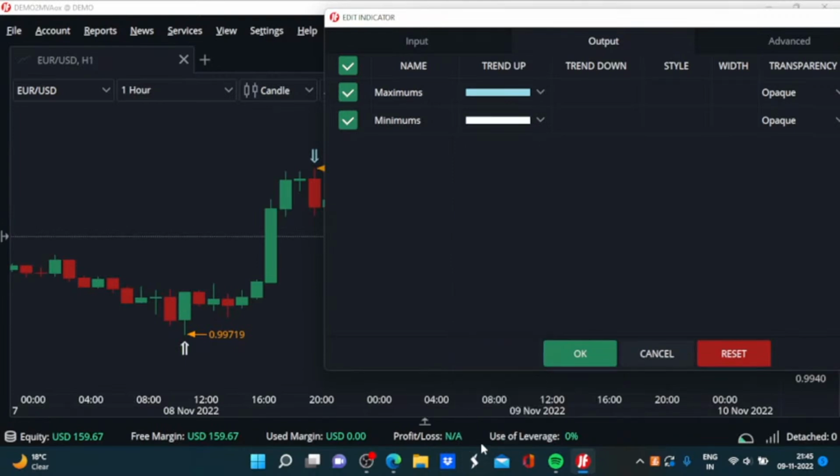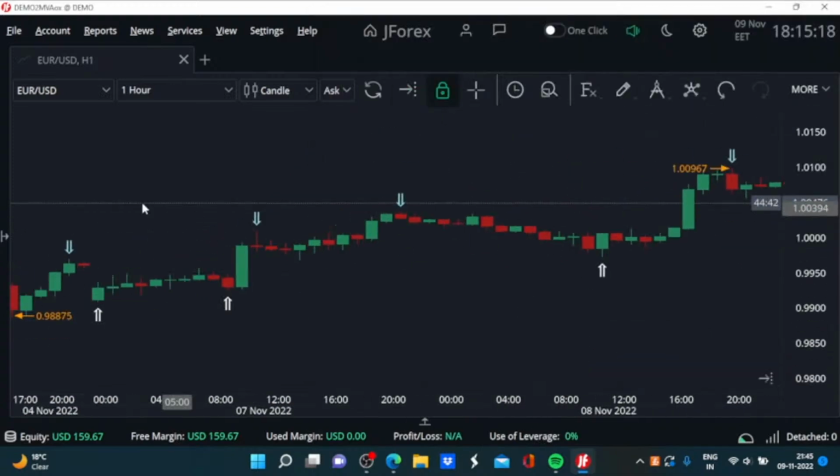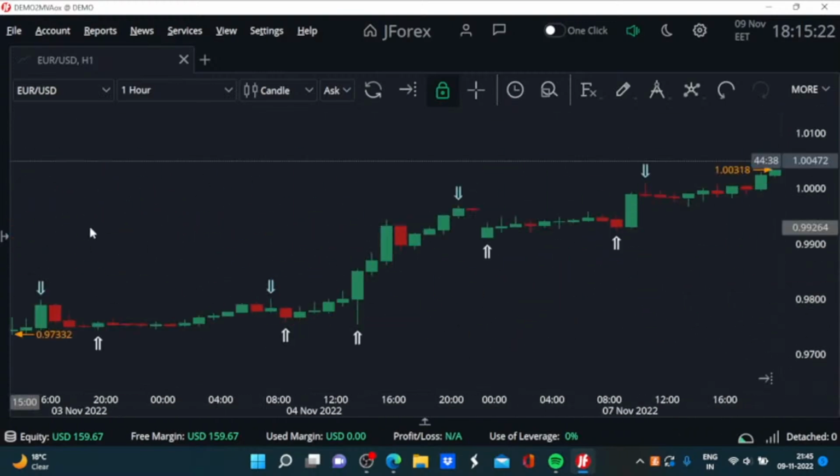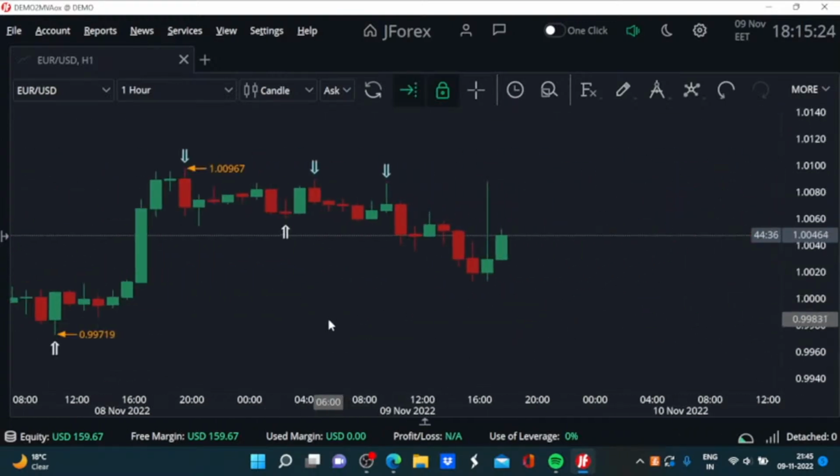It's always up to you. So now I'm using brighter colors, and this is how this fractal formation is shaping up. Okay.